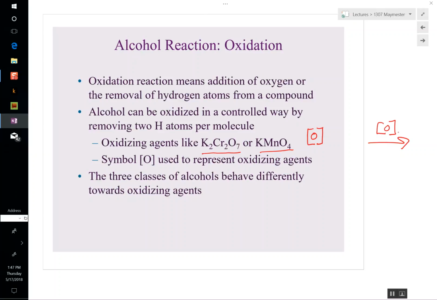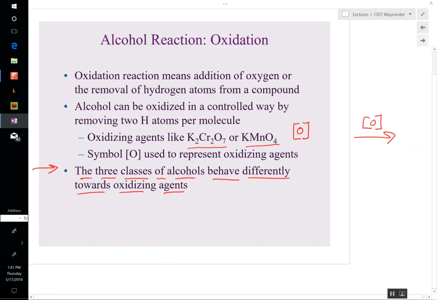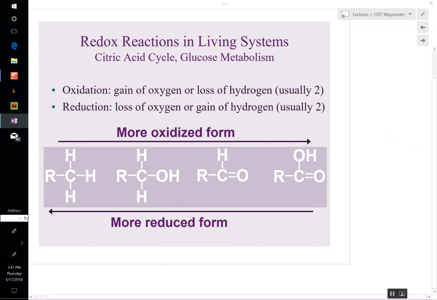And here's the rub. This is the important thing. The three classes of alcohols behave differently towards oxidizing agents. They're going to oxidize differently. So you're going to need to learn what a primary alcohol will do, what a secondary alcohol will do, what a tertiary alcohol will do. All right. This is a slide that will show up in chapters 12, 13, and 14 now. That will just show this repeatedly.